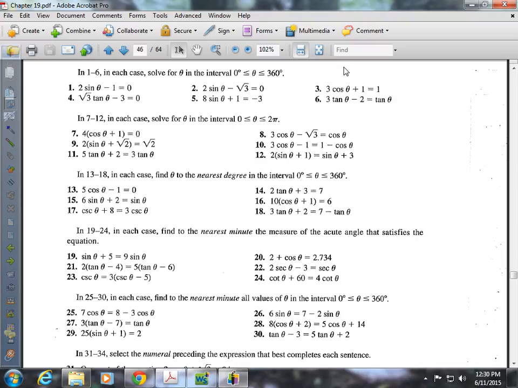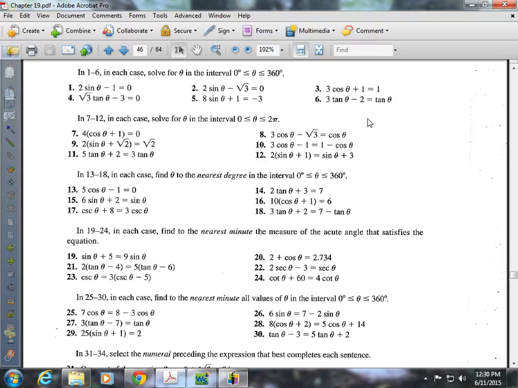For 21 and 24, all they wanted was the reference angle. They just said to find the acute angle to the nearest minute. That's all they wanted, just the reference angle. So 21, it's 82 degrees, 14 minutes. In 24, it's 2 degrees, 52 minutes.